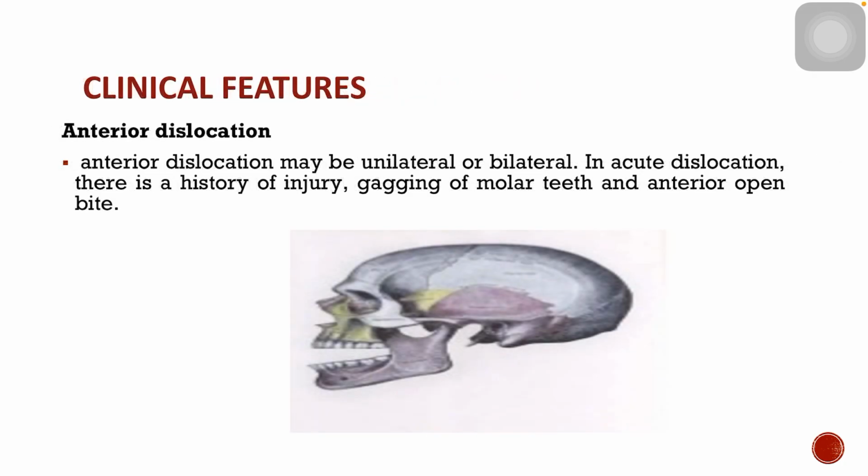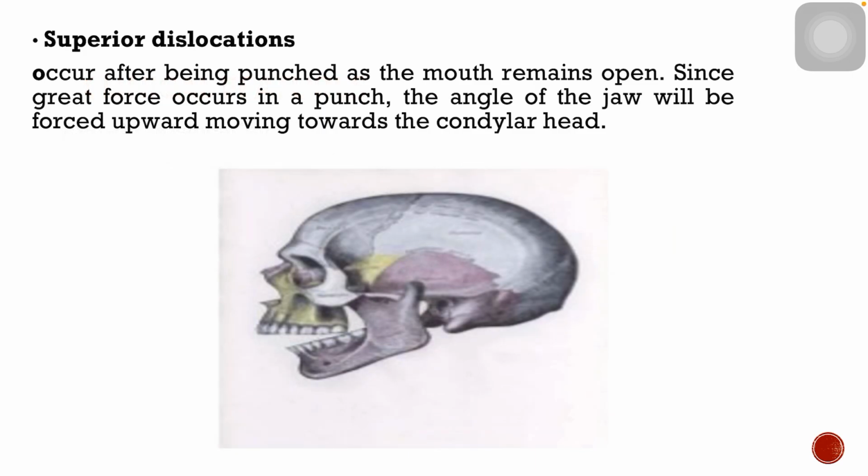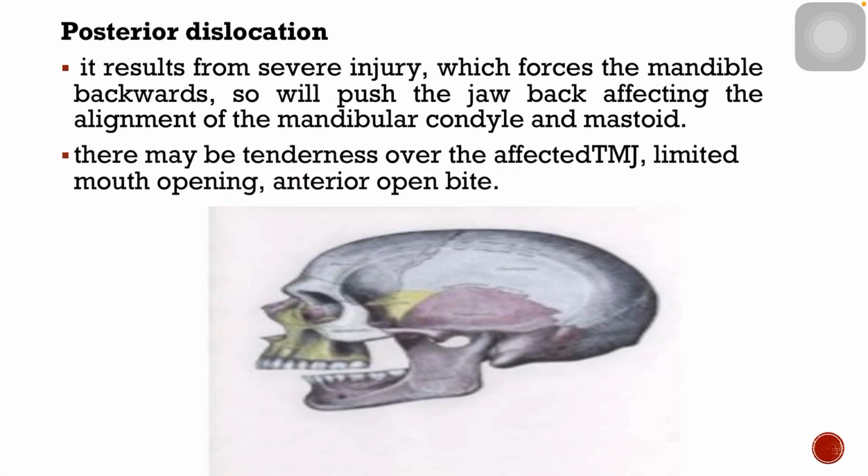Clinical feature: anterior dislocation may be unilateral or bilateral. In acute dislocation, there is a history of injury, gagging of the molar teeth and anterior open bite. Superior dislocation occurs after being punched as the mouth remains open. Since great force occurs in a punch, the angle of the jaw will be forced upward, moving toward the condylar head.